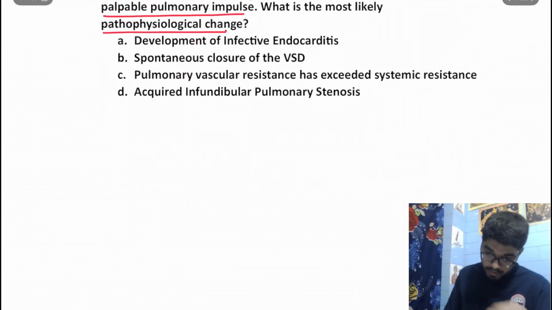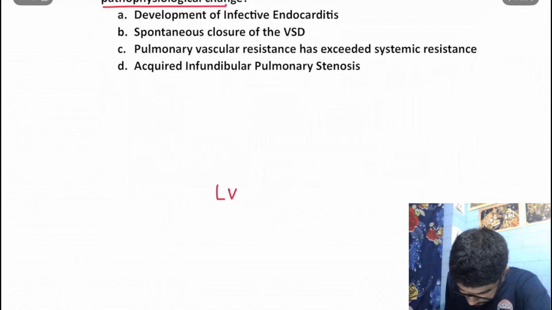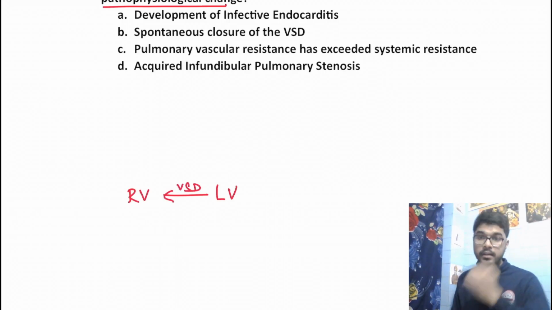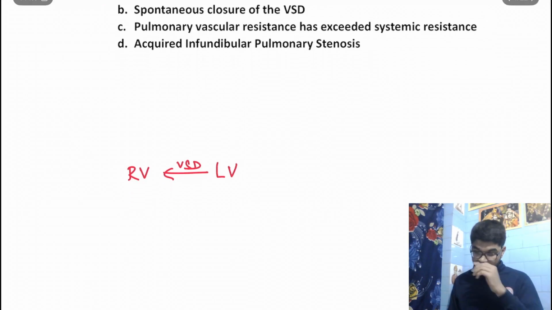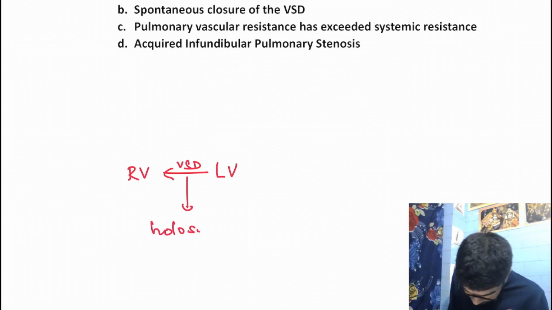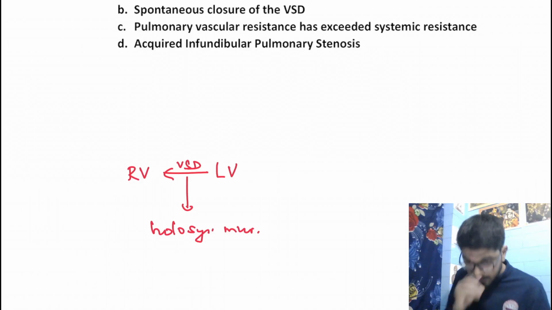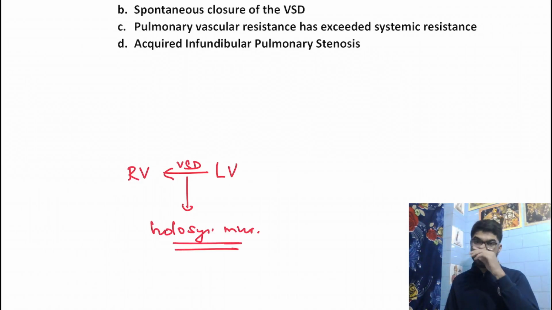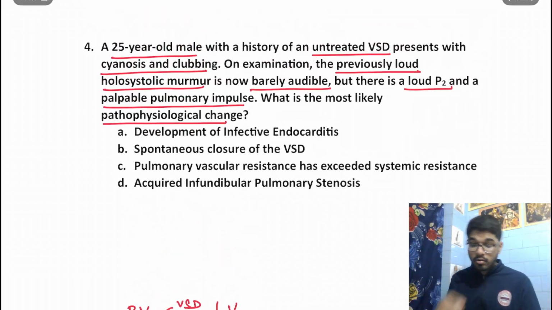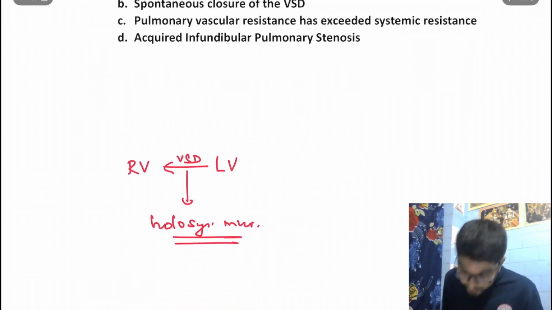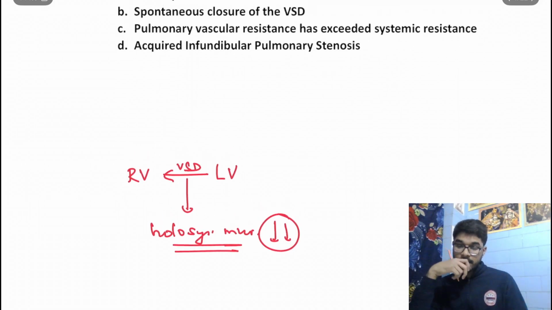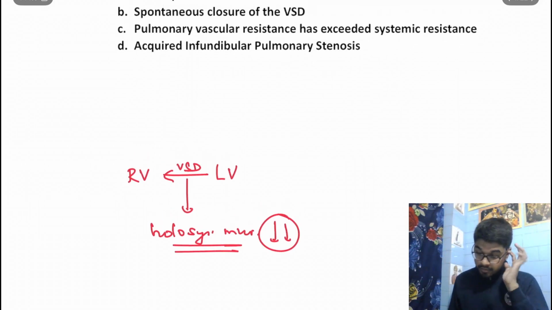Okay. What happens over here? Again, we have this left ventricle, and via the VSD, the blood is being shunted to the right ventricle. Okay. Now, this is occurring during systole, as a result of which we get a holosystolic murmur. A holosystolic murmur is associated with this transfer, with this shunt. But it has been mentioned that the previously loud holosystolic murmur is now barely audible. Now this shunt murmur is decreasing, right?